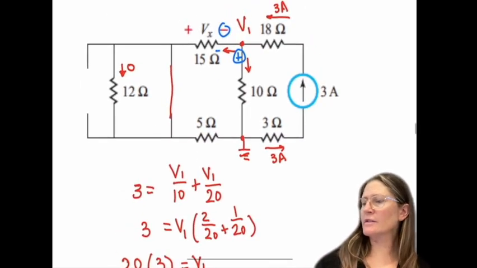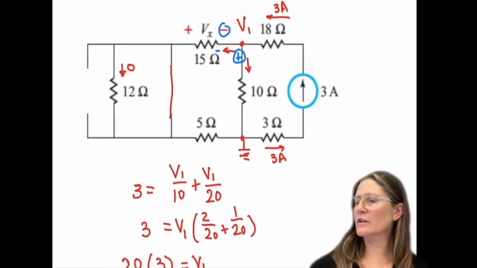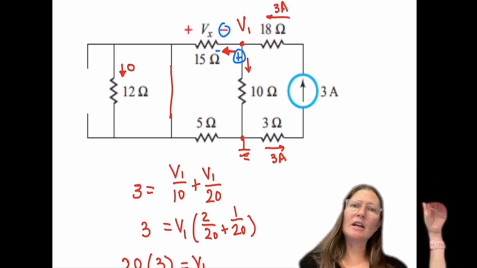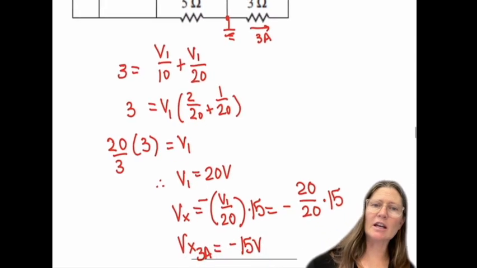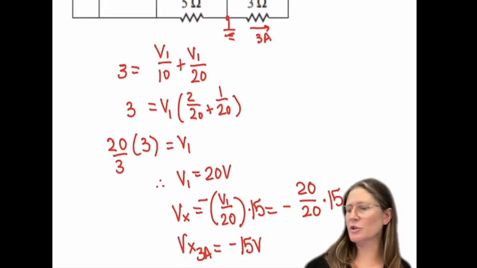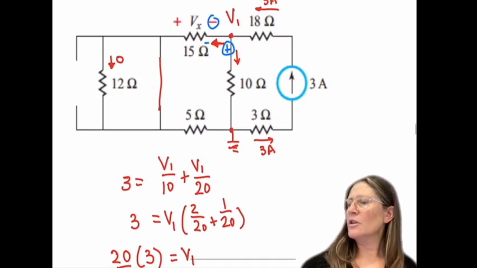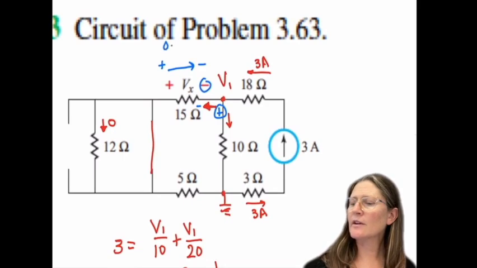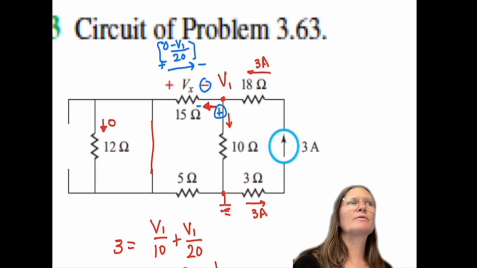And then Vx is going to be the current that flows through it, which I defined as V1 over 20. With the current going in that direction, it would be a negative I times R. So I have a negative V1 over 20 times R, which is 15. The other way you could do this is define the current in the same direction and say it's 0 minus V1 over the summation of those, which would be a minus V1 over 20 times 15. Does that make sense?